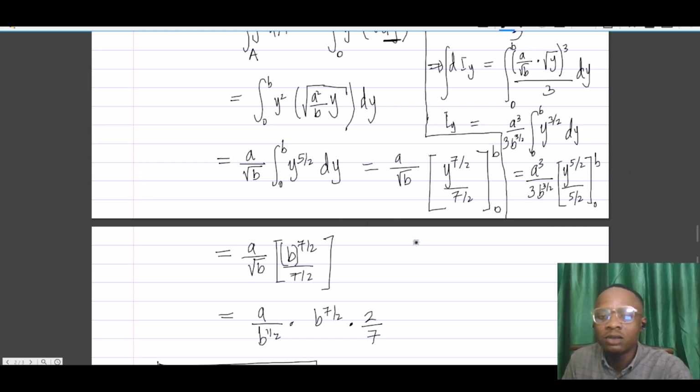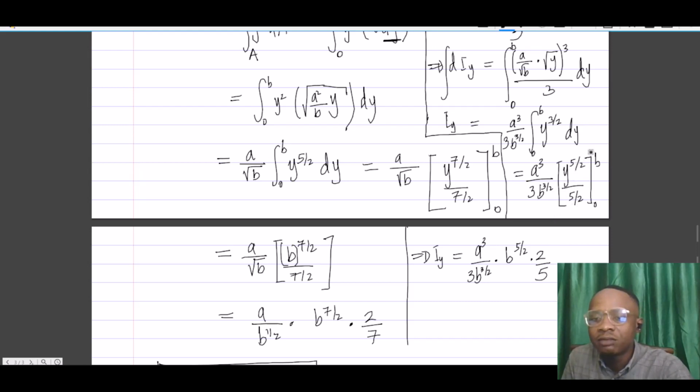So to move forward with this, we will have our moment of inertia about the y-axis equal to a to the power of 3 divided by 3 multiplied by b to the power of 3 over 2, then multiplied by, when we substitute b here, b to the power of 5 over 2, then divided by 5 over 2, that's multiplied by 2 over 5. And what does this give us now? We have the other part here to be 0.